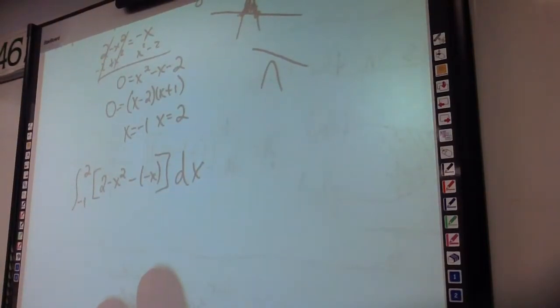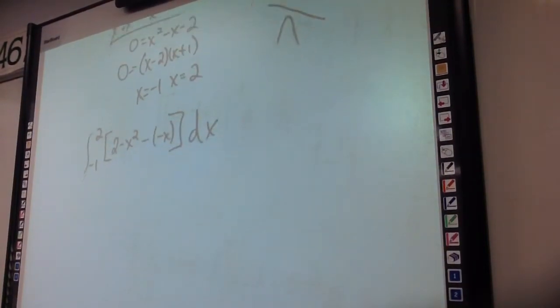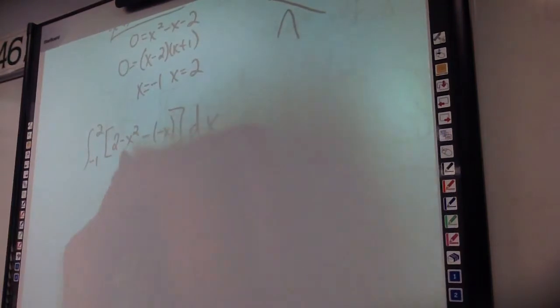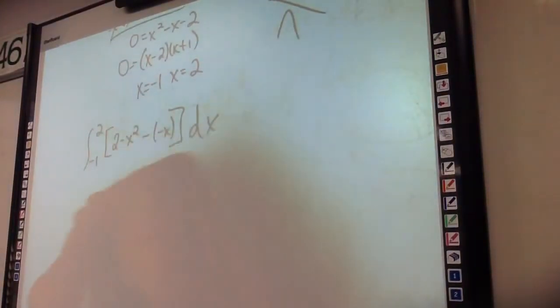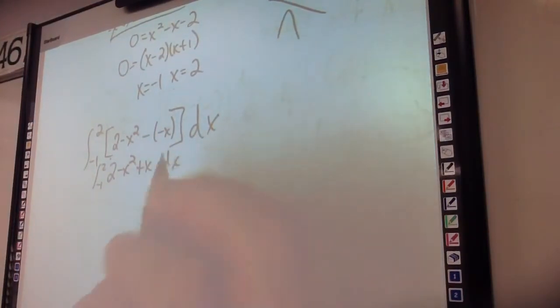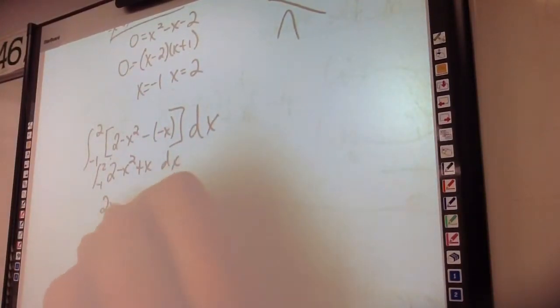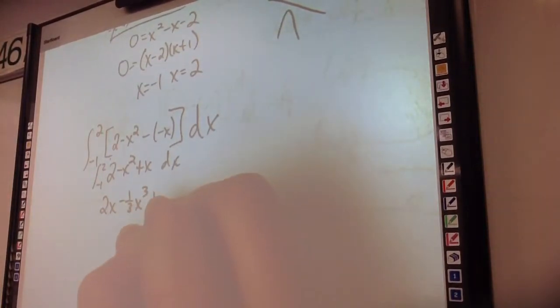So now we take the antiderivative of this. That's 2x minus x cubed over 3 plus x squared over 2. Okay, so integrate that. 1/3 plus negative 1/2 plus 1. Ooh, I got that right.